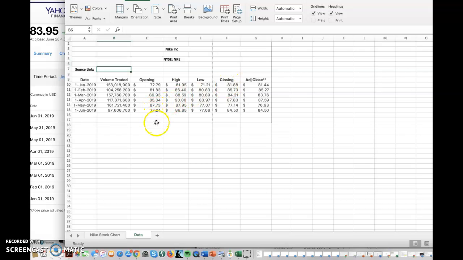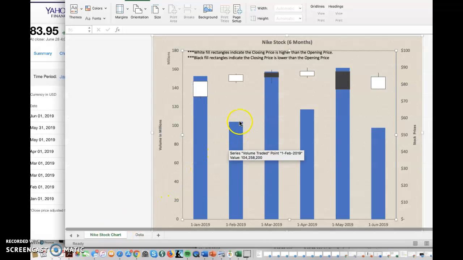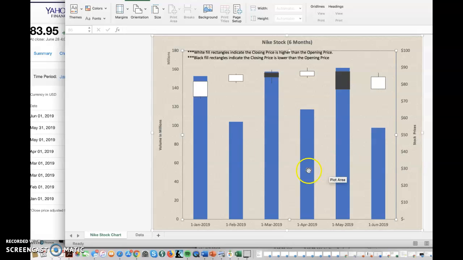And once that was done, I was able to create this chart, which has 3 axes: the volume in millions, the dates, and the stock prices. And when you see the white fill rectangles, that indicates that the closing price is higher than the opening price. And when you see the black fill rectangles, that shows that the closing price is lower than the opening price.